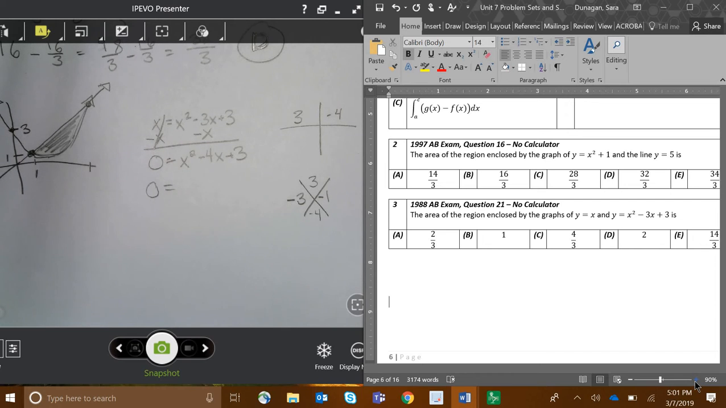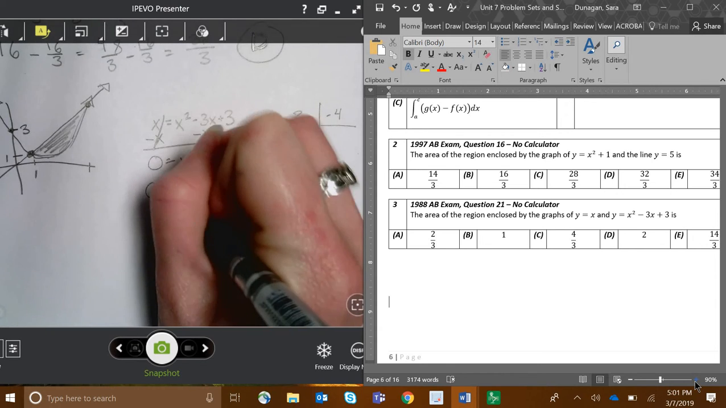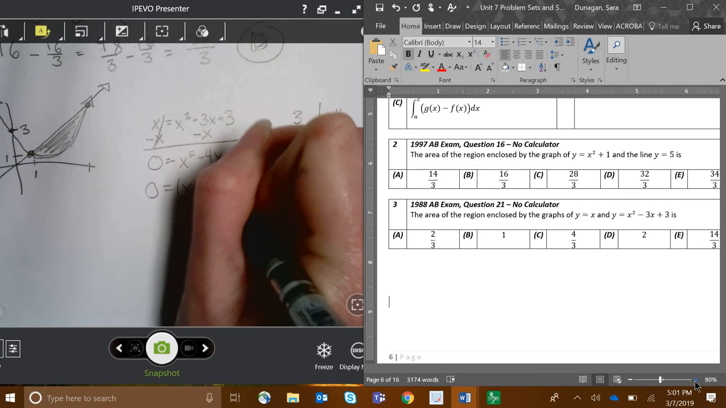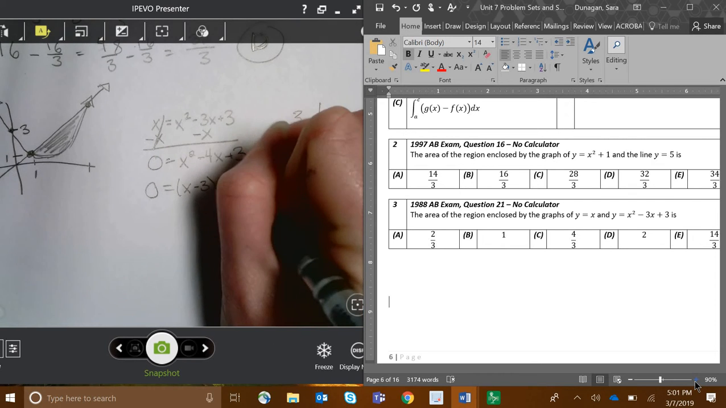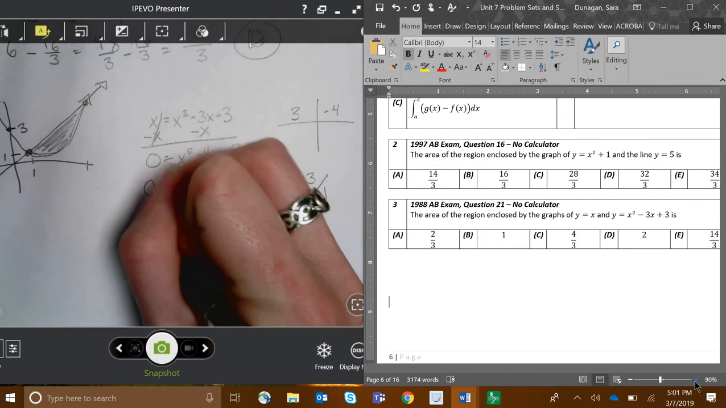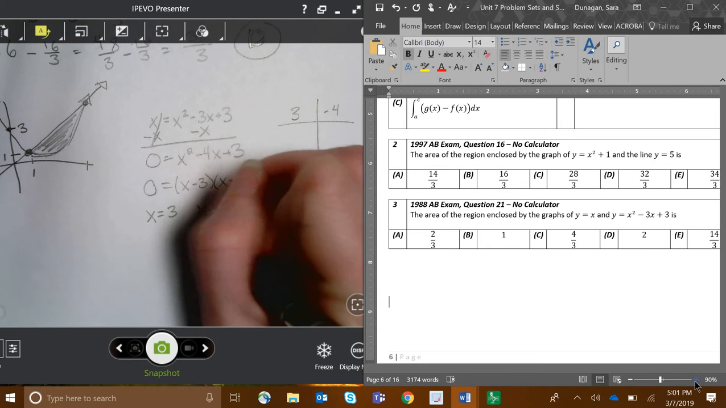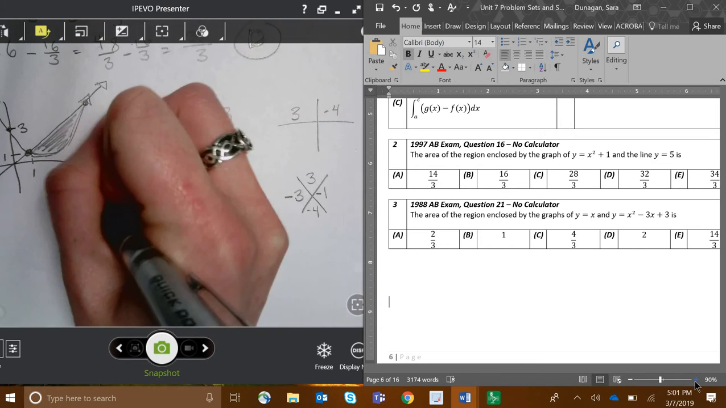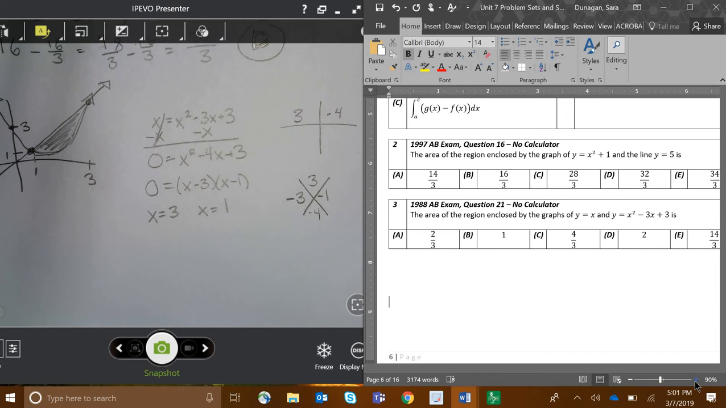So then if that's what we have in our X box, what are my factors? So C and B, and then you find that. So now we know our X values: X equals 3, X equals 1. Well, based off of our graph, if that's 3, that makes sense, right? If our intersection is here at 3, yeah, that matches what we graphed.